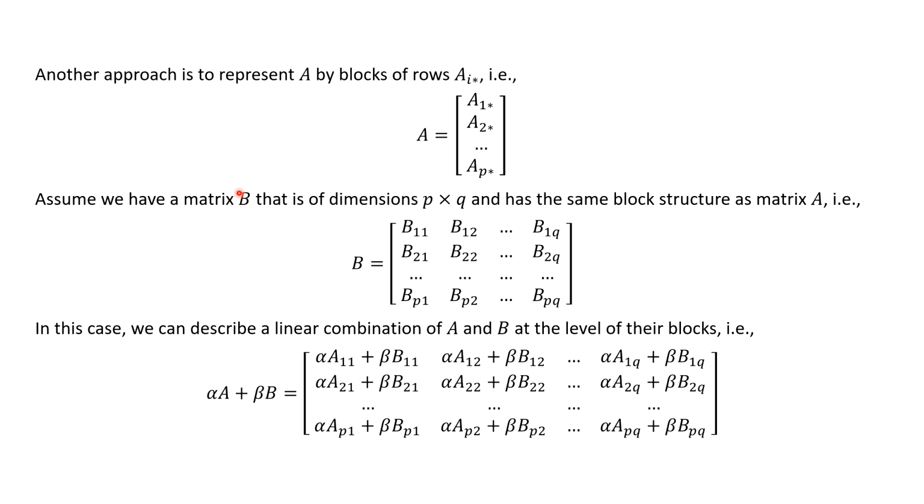Then we have another example here. If we take a matrix B that has the same block structure as A, then we can add alpha times A, where alpha is a scalar, plus beta times B, and we just get this expression here. That's pretty easy for doing addition. Multiplication is a bit nasty. I have something on that in the next slide.